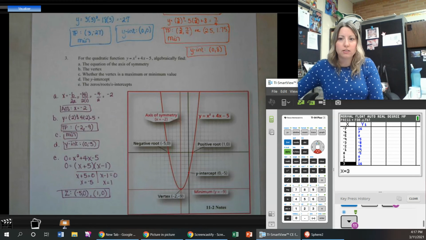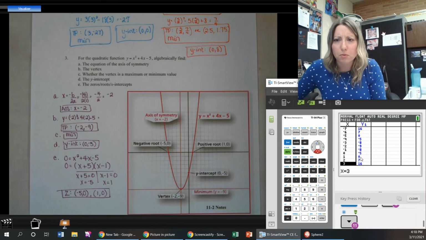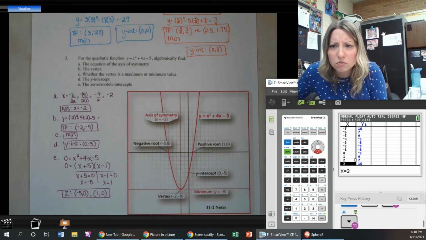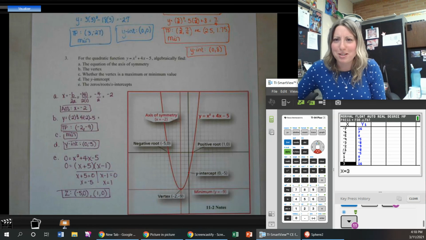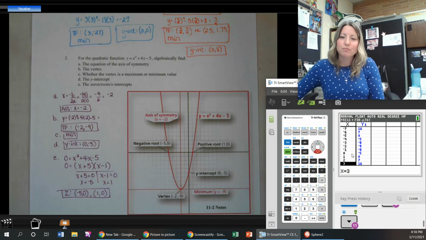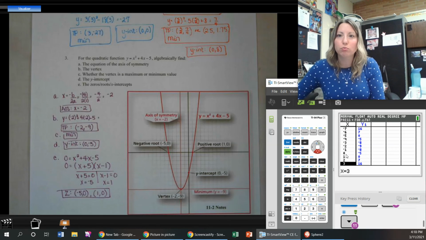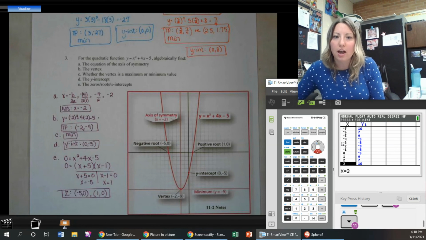Look at that. Axis of symmetry is x equals -2. Turning point is -2, -9. Y-intercept is... oh, sorry, I said that wrong. Excuse me. 0, -5 is the y-intercept, my bad. 0 needs to be the x for the y-intercept. And then these -5, 0, and 1, 0 are the roots where the parabola is touching or crossing the x-axis.